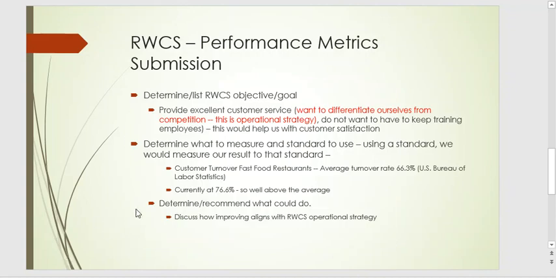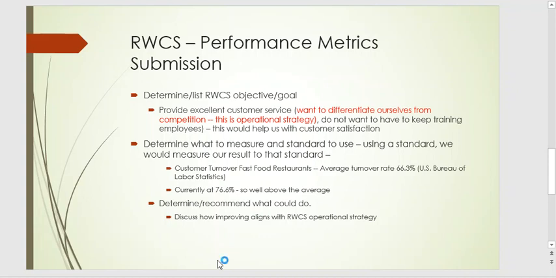So for your real-world case study performance metrics submission, what you'll want to do is determine and list what the objective for your real-world company is. So perhaps, and this should align back with the strategy that you discussed earlier. So for example, if one strategy for the organization was to differentiate themselves from the competition, which is the operational strategy, it would be to provide perhaps excellent customer service.